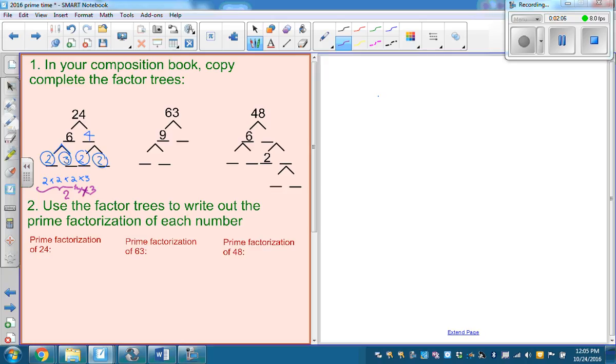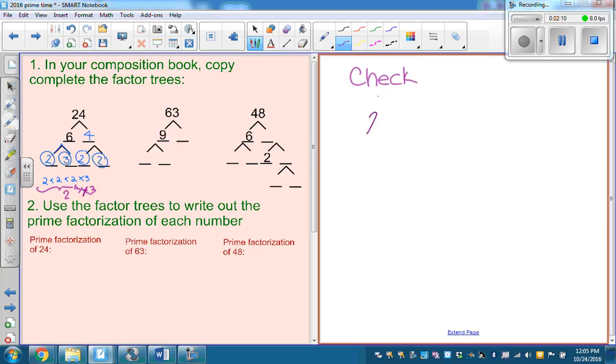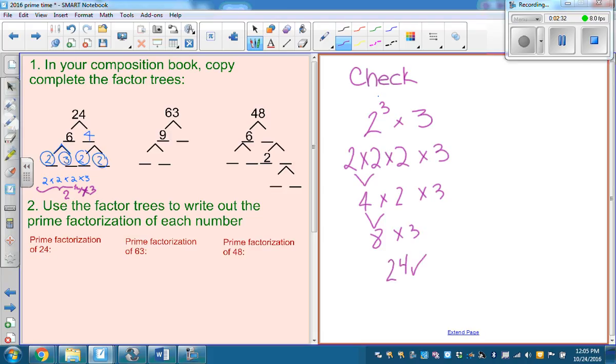So to check your work, it's kind of like going backwards on order of operations. 2 to the power of 3 is 2 times 2 times 2, times 3. 2 times 2 is 4. Then you bring that 2 down. 4 times 2 is 8. And 8 times 3 is 24. So if you work out your answer, you should get back to where you started.